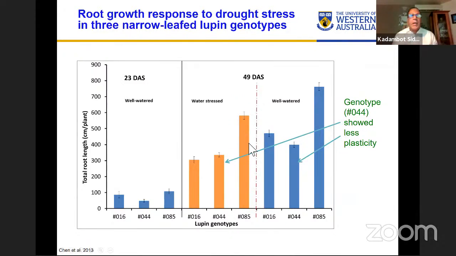This is important, again, when you deal with dryland situations. If there is water coming later in the season, or if there is deep water, you need to choose a genotype which has plasticity in order to take up that water and nutrients, rather than a genotype which is less plastic.